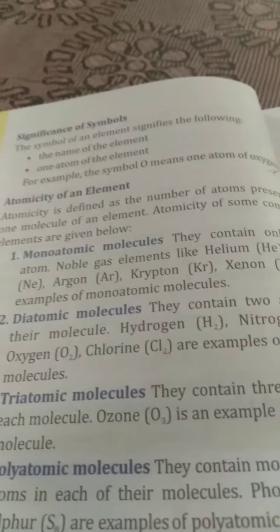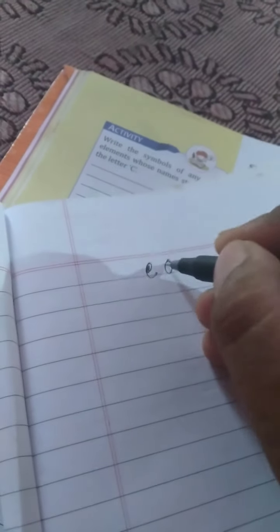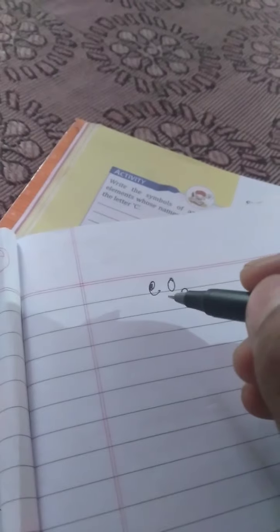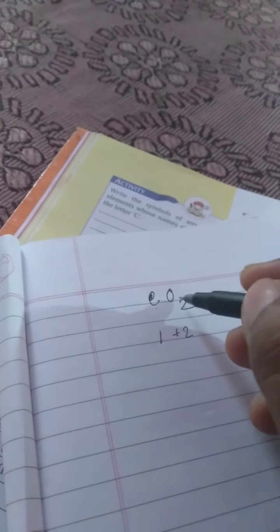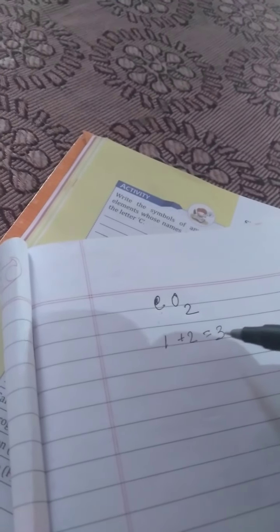Atomicity is actually the number of atoms present in a given molecule. For example, if I write the formula of carbon dioxide, what is the formula? CO2. Yes. This is a molecule of carbon dioxide. How many atoms are present in this molecule? You can see one atom of carbon and two atoms of oxygen. So what is the total number of atoms? 3. So the atomicity of this molecule is 3.